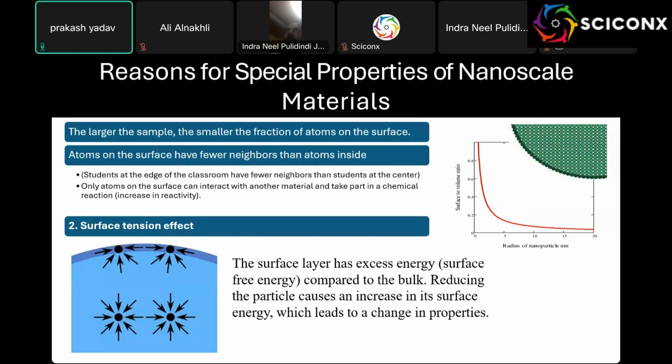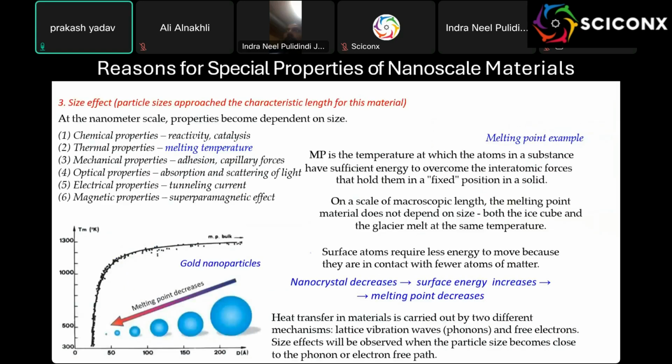Another example is the surface tension. Due to the surface tension, the surface energy is high. This is another reason for nanotechnology properties. And third is the size effect. This is one important property, because due to the size effect, the chemical, thermal, mechanical, optical, electrical, and magnetic properties drastically change.